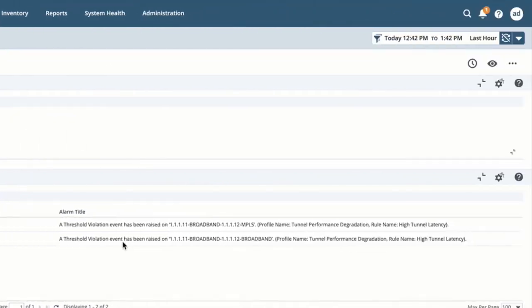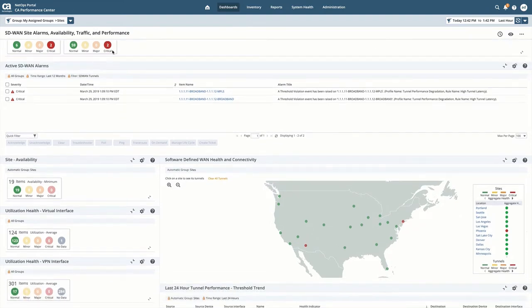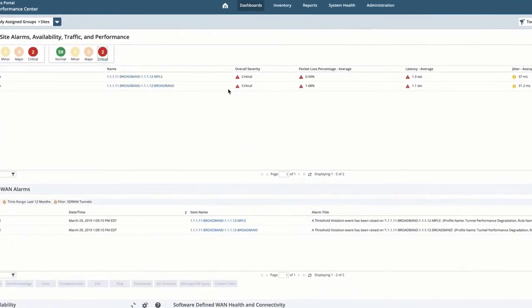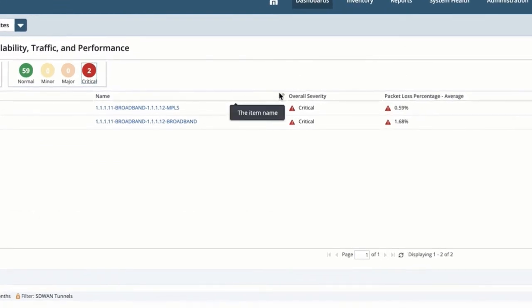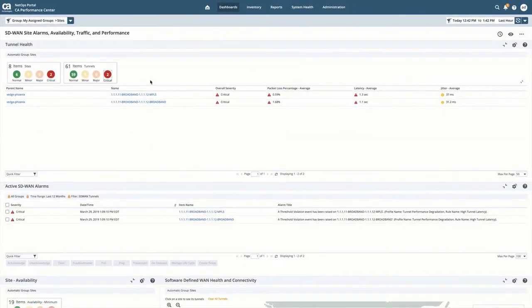We can see in this dashboard threshold issues related to high tunnel latency. I can understand very easily the source and destination using simple IP addresses and understand when the problem happened. I can expand my card view to very easily understand the specific tunnels having problems. This gives me critical information to understand the extent of the problem.